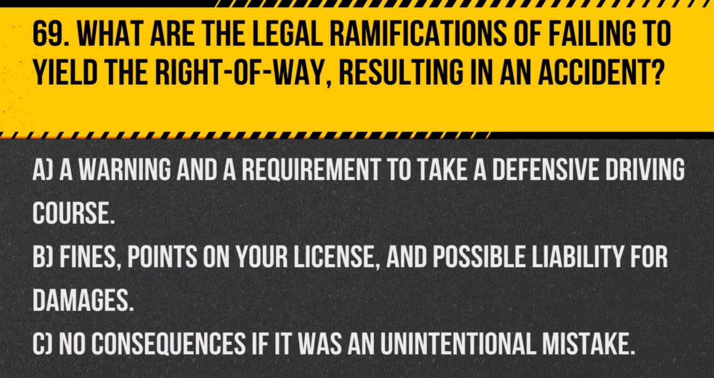Question 69. What are the legal ramifications of failing to yield the right of way, resulting in an accident? A. A warning and a requirement to take a defensive driving course. B. Fines, points on your license, and possible liability for damages. C. No consequences if it was an unintentional mistake. Answer: B. Fines, points on your license, and possible liability for damages. Failure to yield can lead to serious legal and financial consequences.